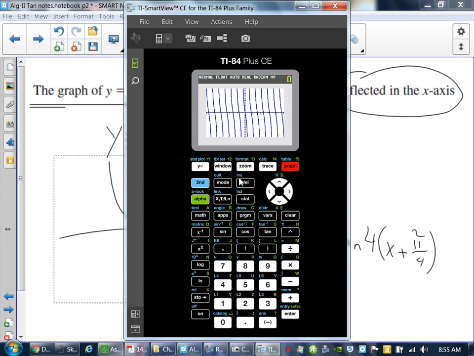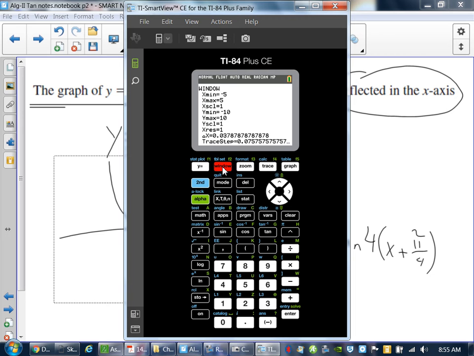If you want to adjust your window, you can put it in terms of pi. So instead of putting that -5, I can actually type in negative pi, and then my next one would be pi. And if you regraph it, it'll readjust the value.